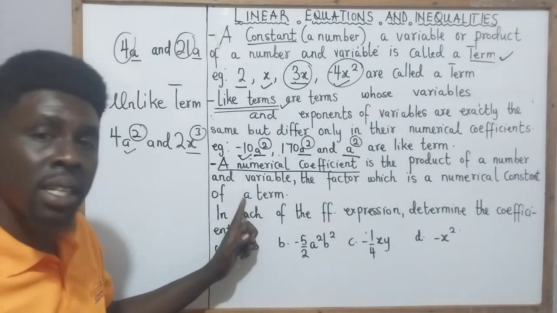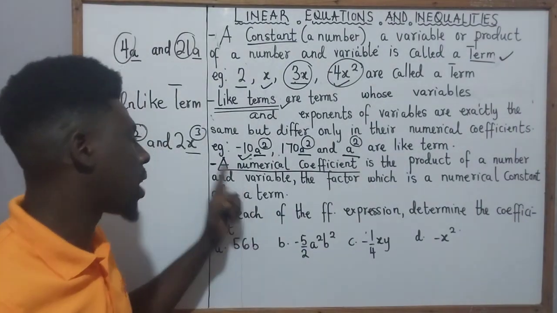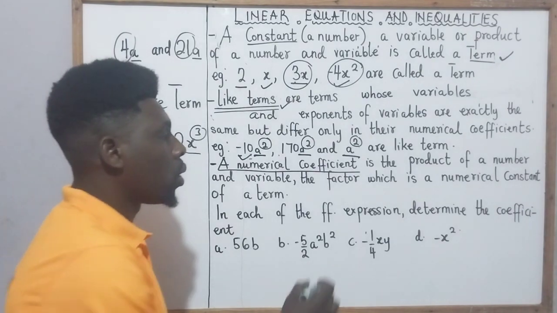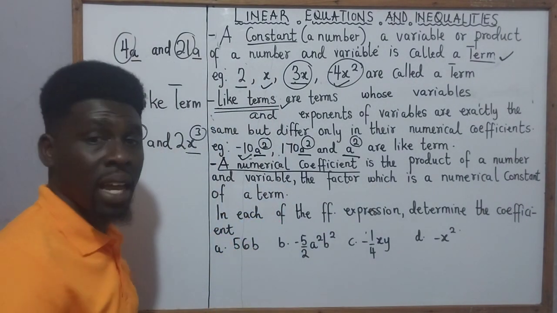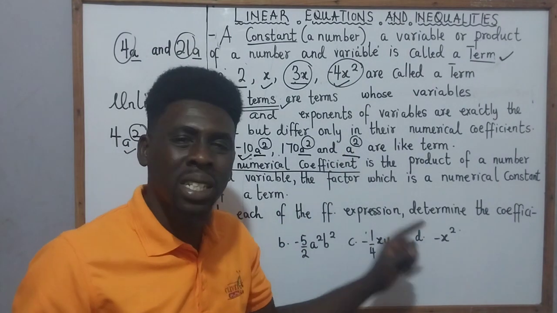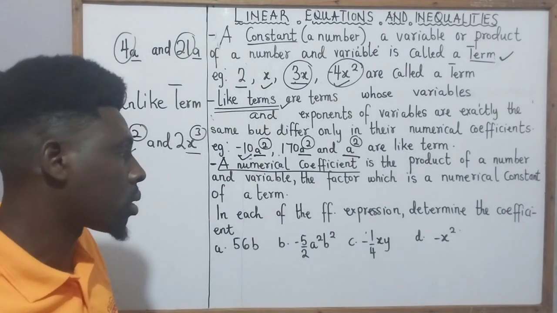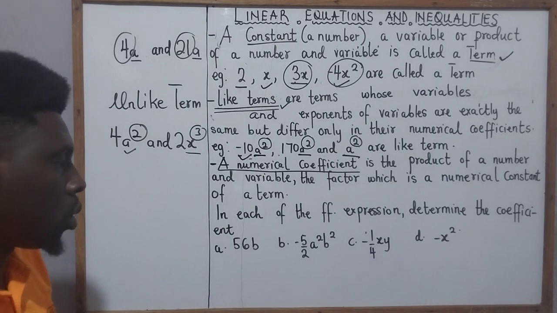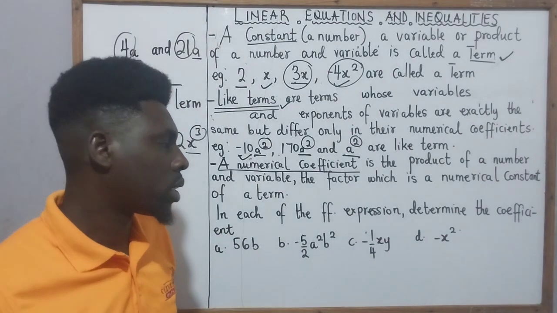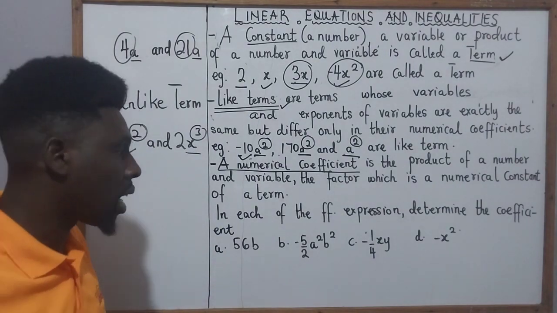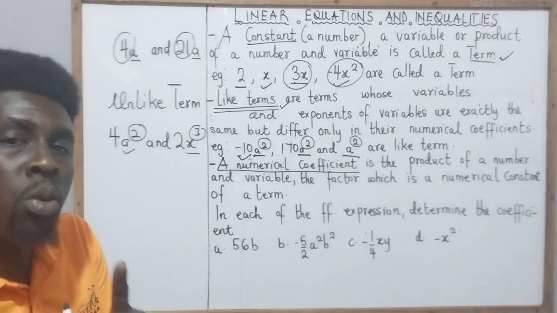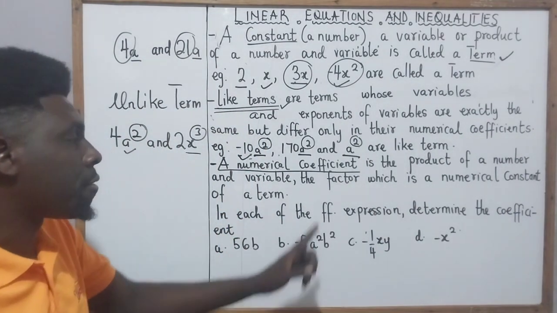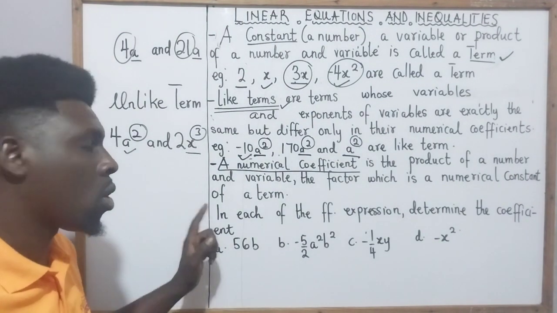Good. The next thing we look at is what we term a numerical coefficient. Now, when we talk about numerical coefficient, we are talking about the product of a number and a variable, the factor which is called the numerical constant of a term. So let's look at the example given to us below. In each of the following expressions, determine the coefficient. Now, per our definition, we said numerical coefficient is the product of a number and a variable, the factor which is a numerical constant of the term.